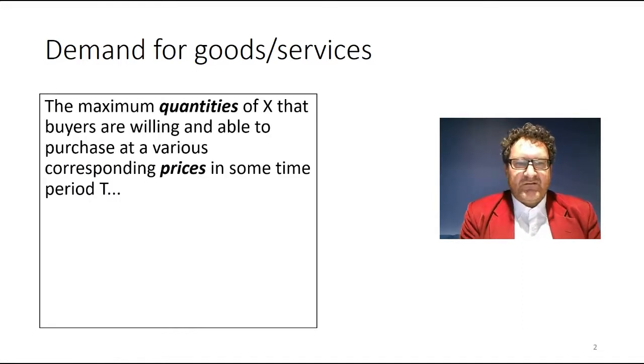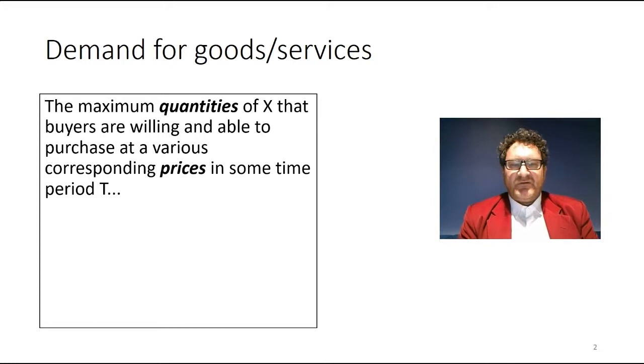Here's an abstract statement or definition of the demand for a good or service. It is the maximum quantities of some good or service that buyers are willing and able to purchase at various corresponding prices at some time period, usually within some kind of geographical area.